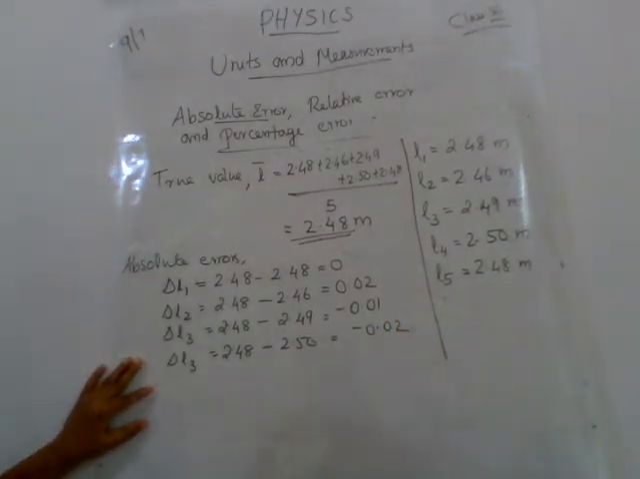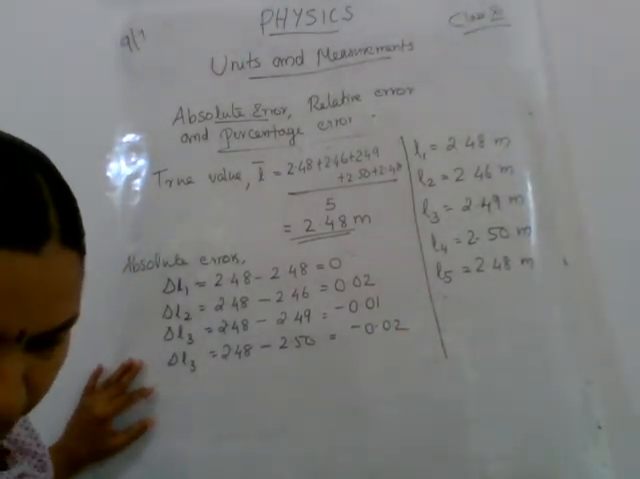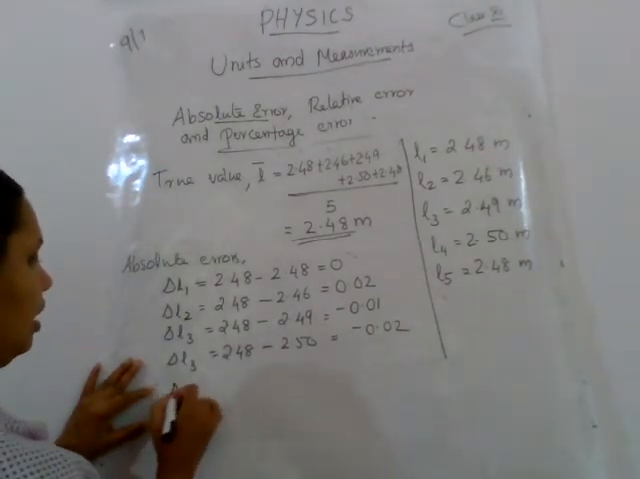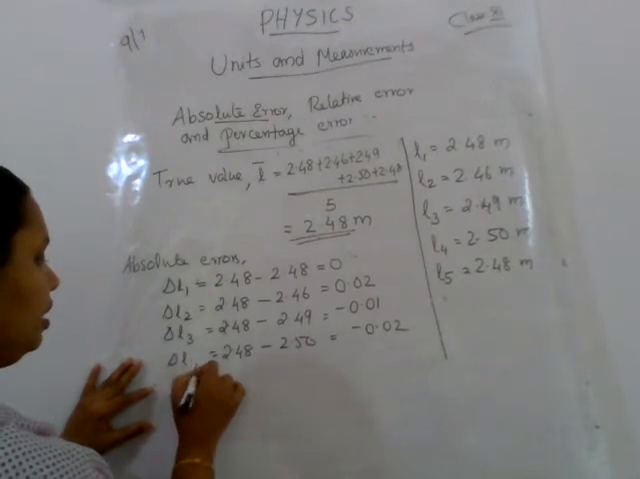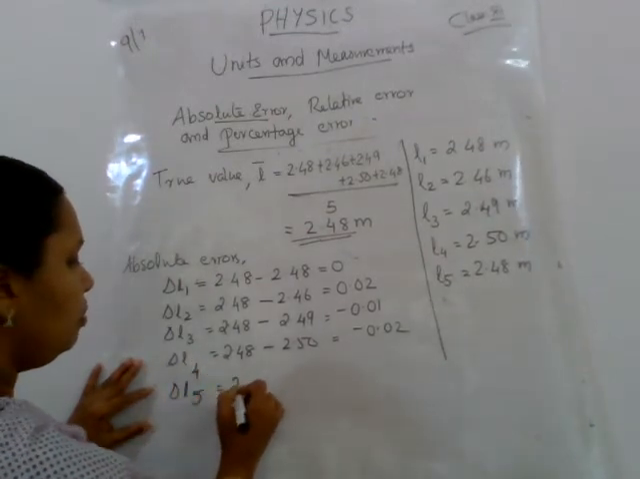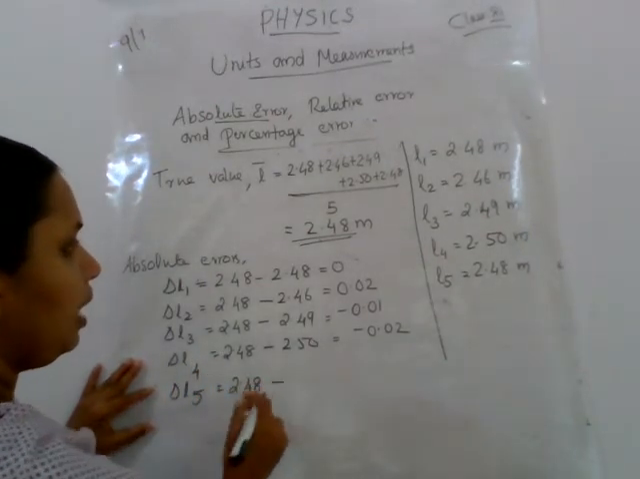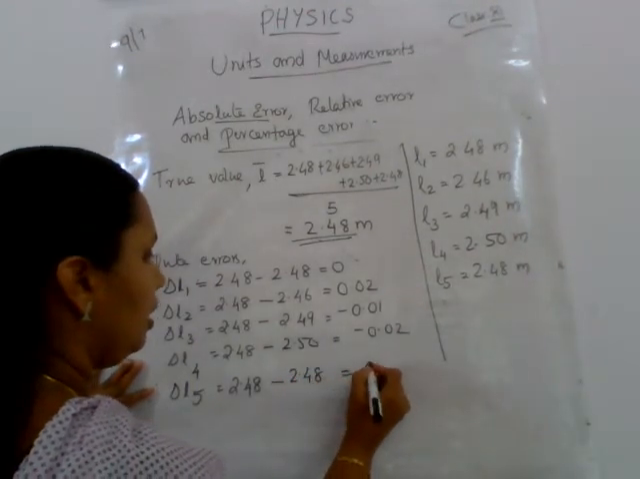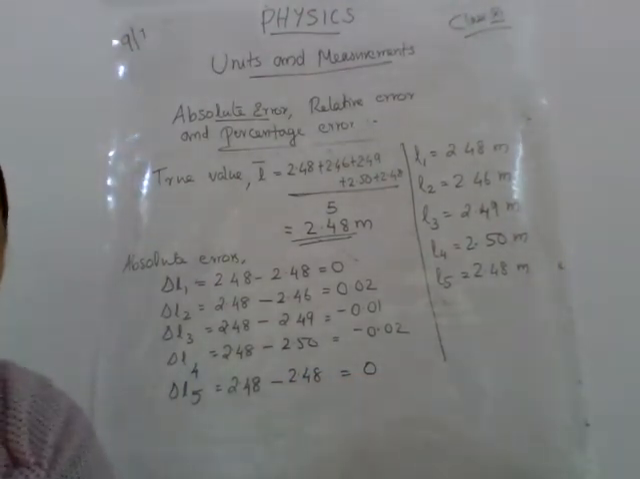Isn't it minus 0.02? And delta L4 is here. L5 is equal to minus 2.48. It is 0.